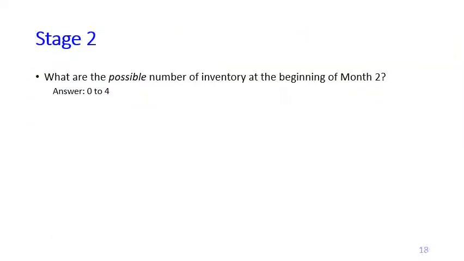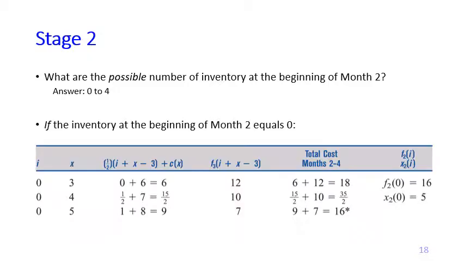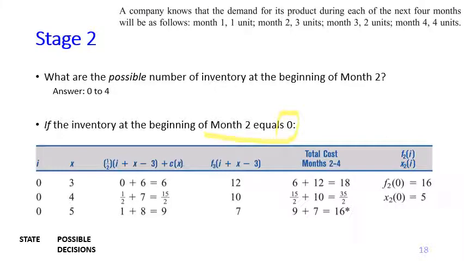Now let's move backward again to stage 2, which means that now we are at month 2. Same question: what are the possible numbers of inventory at the beginning of month 2? And same answer, 0 to 4, including 0, including 4. So same as before, we are going to look at all the possibilities here. If the beginning inventory of month 2 equals 0, so the state is 0, then the possible decisions are 3, 4, and 5.